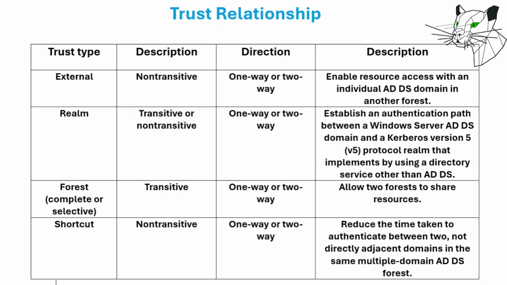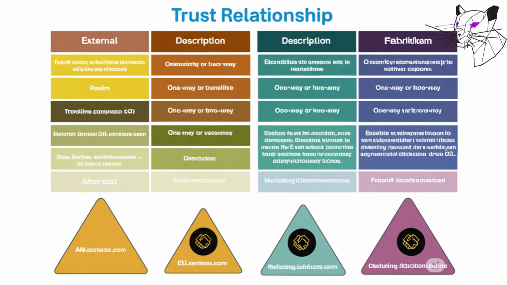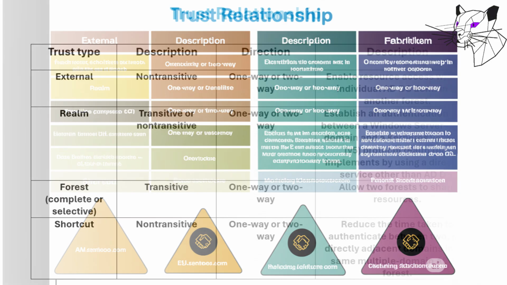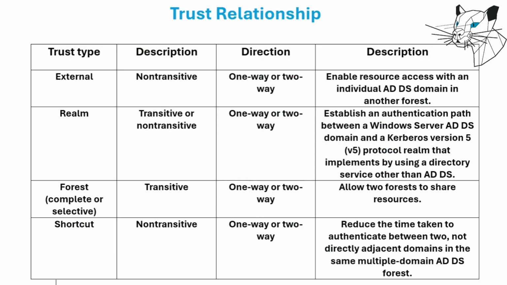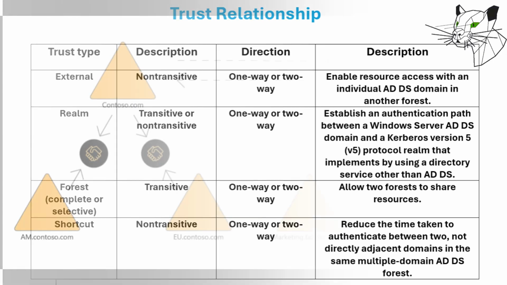The following table describes the main trust types. Trust type, description, direction. External: non-transitive, one-way or two-way. Enable resource access with an individual ADDS domain in another forest. Realm: transitive or non-transitive, one-way or two-way. Establish an authentication path between a Windows Server ADDS domain and a Kerberos version 5 protocol realm that implements a directory service other than ADDS.